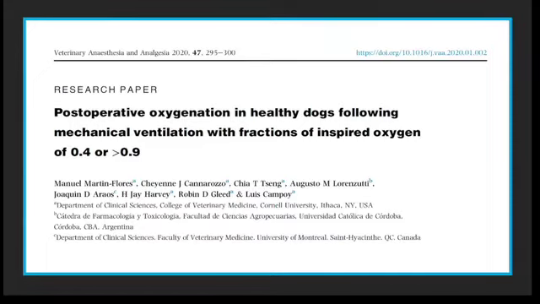So moving on to the second paper, which is actually by the same authors. I think they weren't particularly happy with their findings in the first paper, so they wanted to explore this a little bit further. They were looking at post-operative oxygenation in healthy dogs undergoing mechanical ventilation during their anaesthetic with inspired oxygen fractions of 0.4 or greater than 0.9. So the difference in this one is that the animals were mechanically ventilated rather than allowed to breathe spontaneously.